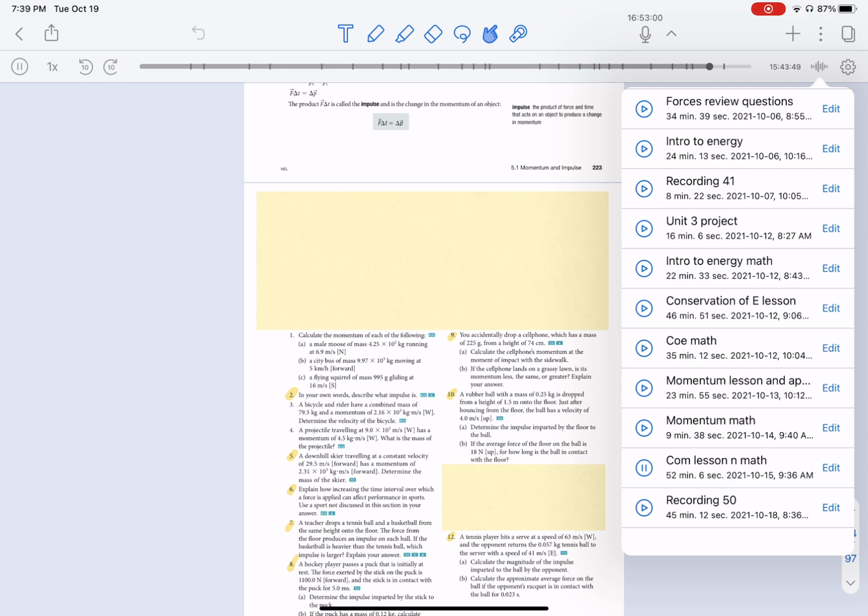So you can read this one here. Ethan shoots a rifle at a target. Find the recoil velocity of a 1.9 kilogram rifle if a 30-gram bullet has a velocity of 750 meters per second forward after being fired.